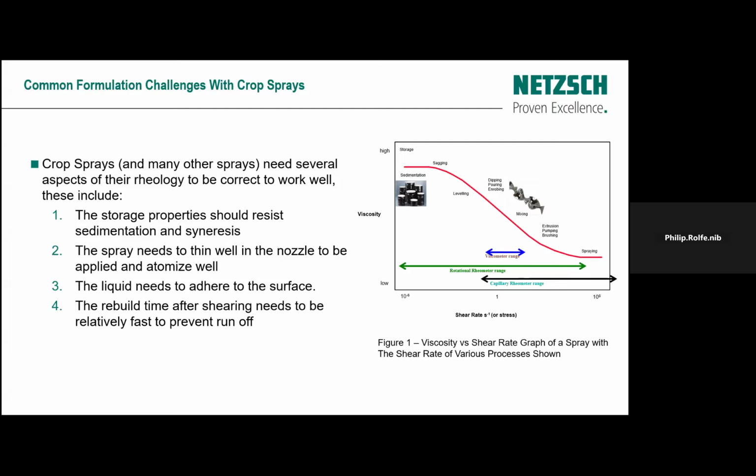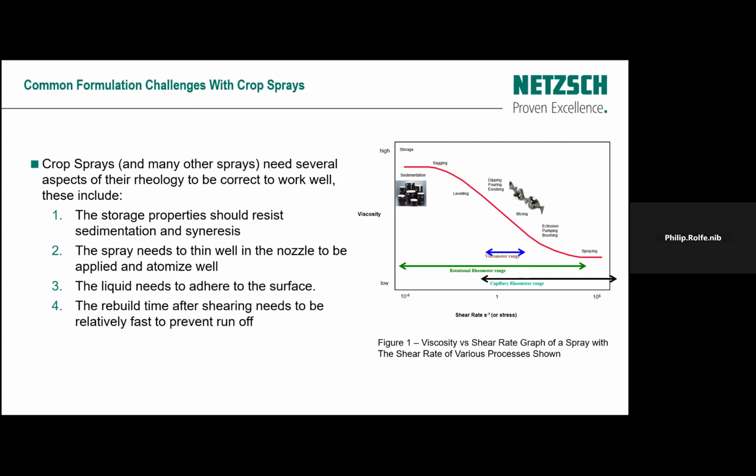Now, also the spray needs to thin well in the nozzle to be able to atomize well. And then when it's sprayed, it needs to be able to adhere to the surface of the leaf or whatever you're going to stick it onto. And then ideally, it will rebuild slightly so that it doesn't just run off. So there's a few things that we need to look at with rheology of sprays. And we can do all these with rheometer systems.